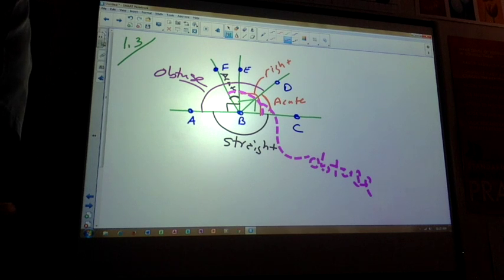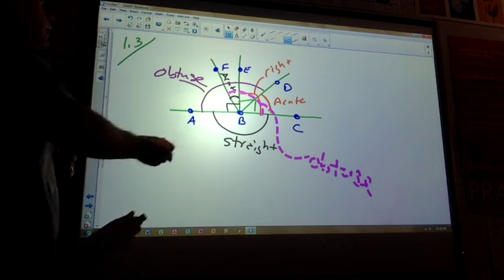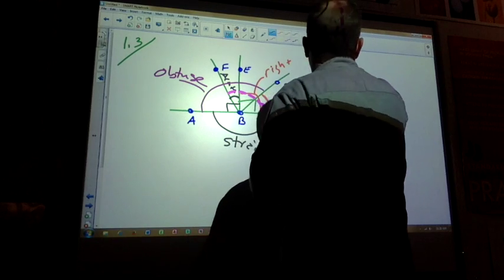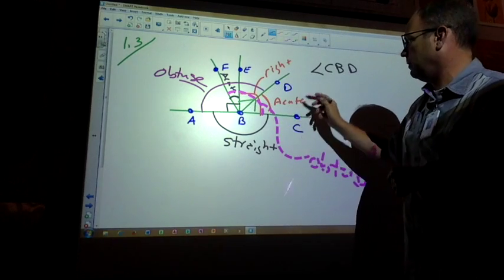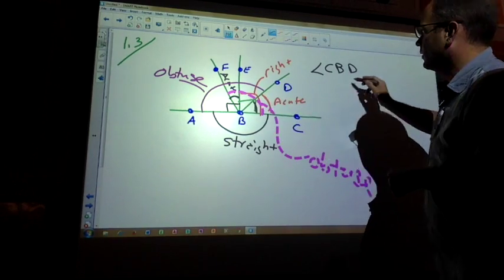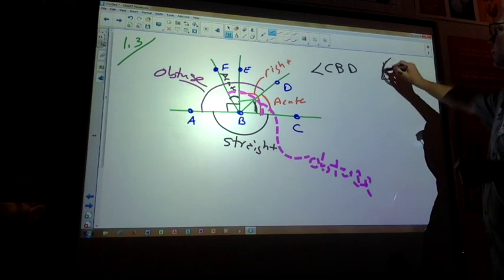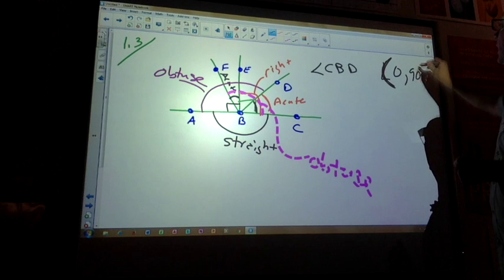Find the limits of each angle. C, B, D. CBD, as far as the limits go, CBD is right here. So it has to be between, rounded bracket, 0.